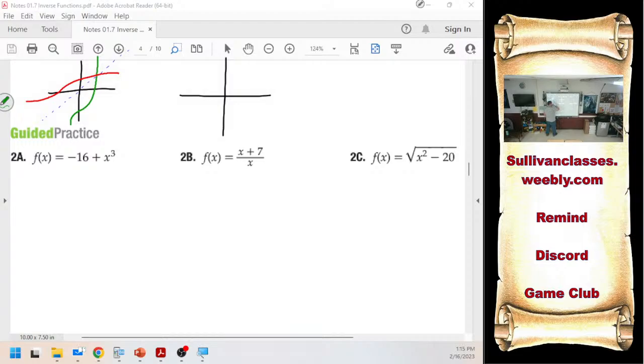How'd you get to that? What do you do once you get x equals what? 7. Alpha window.